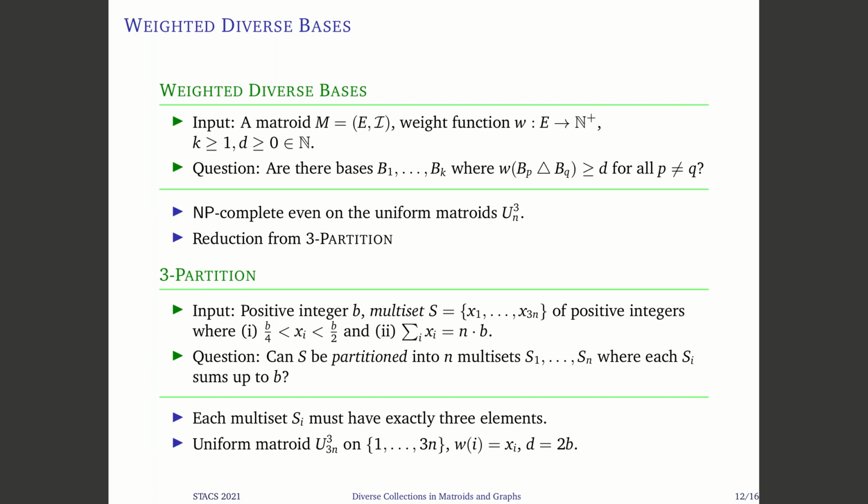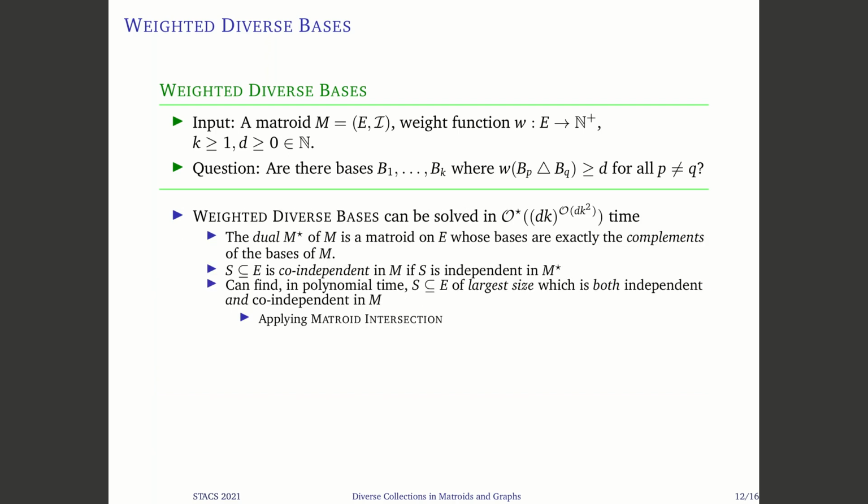Using this, we show that if we look at the uniform matroid U3n on the underlying multiset 1 to 3n, and keep the weight of each of these elements, the weight of number i as xi, and set the diversity measure to be 2 times b, then this is indeed a reduction from three partition to weighted diverse basis on the uniform matroid U3n. We show that weighted diverse basis has an FPT algorithm when the parameters are d and k.